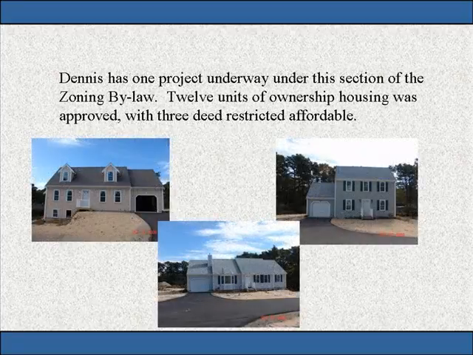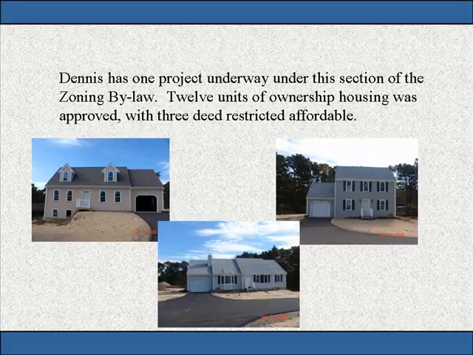The changes are consistent with how the planning board has currently interpreted the bylaw. We're also establishing some minimum standards which projects must adhere to. These minimums will provide more guidance to the planning board, applicants, and abutters when thinking about what performance guidelines a site must meet. Dennis has one project underway under this section of the zoning bylaw. Twelve units of ownership housing have been approved off of Center Street, with three of the units permanently deed restricted affordable.